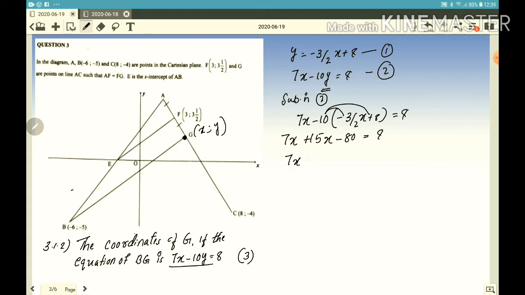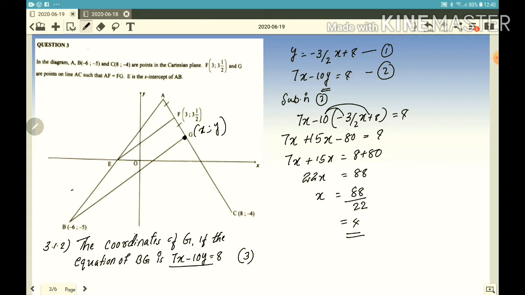Now solve it. 7x plus 15x is equal to, send the minus 80 to the other side, that is 8 plus 80. 7 plus 15 is 22, so 22x is equal to 88. Therefore, x is equal to 88 divided by 22. Answer is 4. You see that one? That is the x value of G. Because G is the point that exists because of these two lines, when you solve those two equations simultaneously, you are finding the point of intersection of two graphs. That is G. So G's x value, we got it.